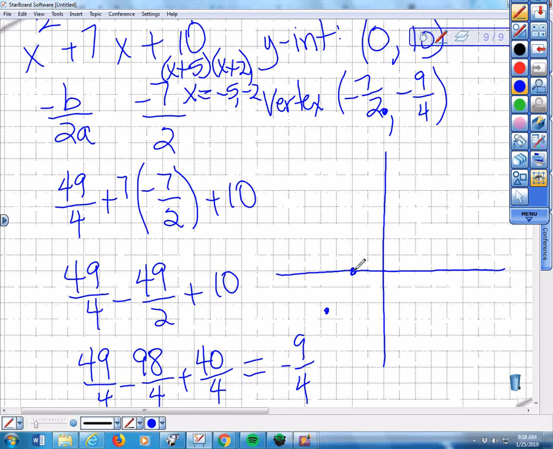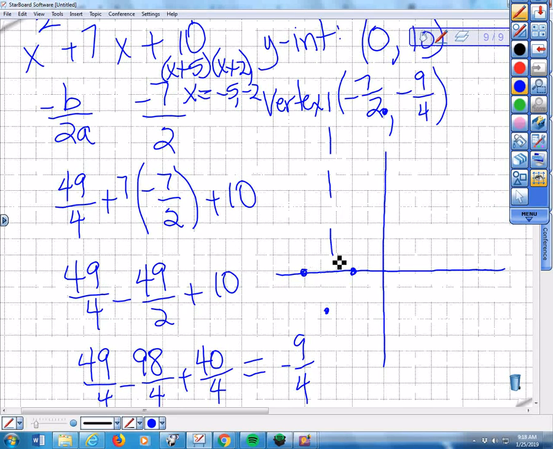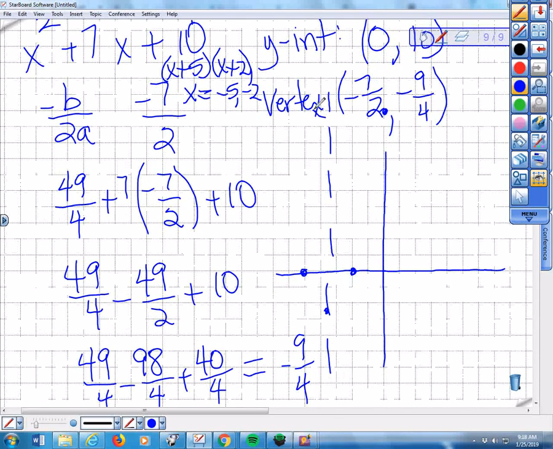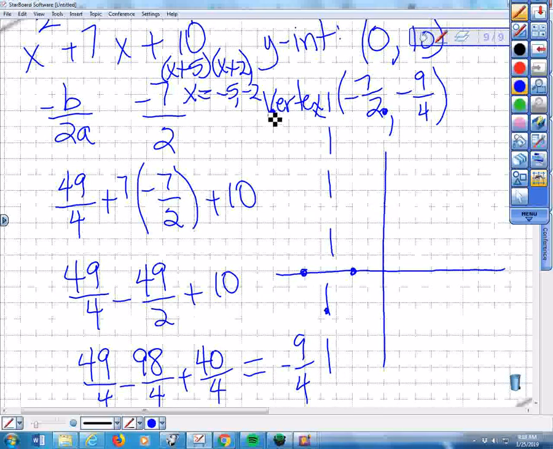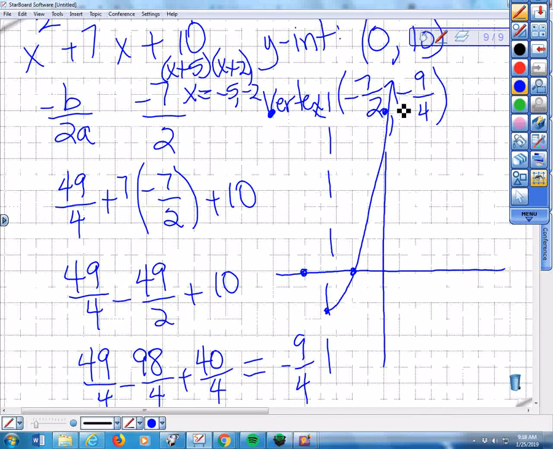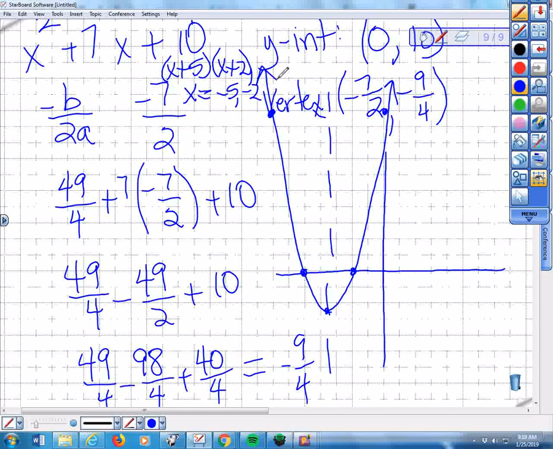1, 2, 3, 4, 5. Okay? So I know this is my axis of symmetry, so I can mirror this over. It is 3 1/2 away, so I go 3 1/2 away. There's a 5th point now. I've got my vertex, my zeros, and my intercept mirrored over the axis of symmetry, and I can graph it. That's how you graph in standard form.